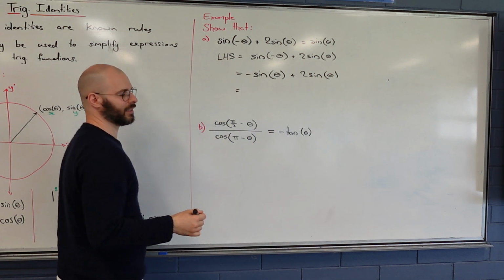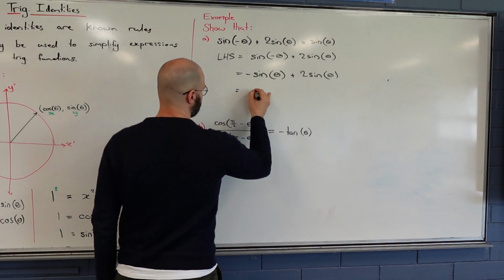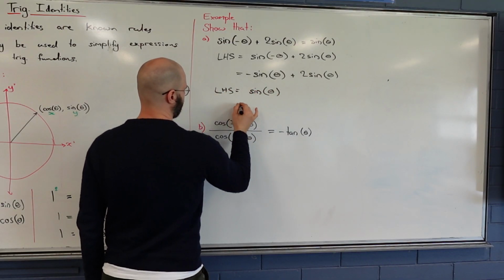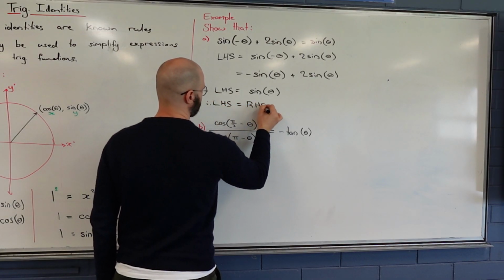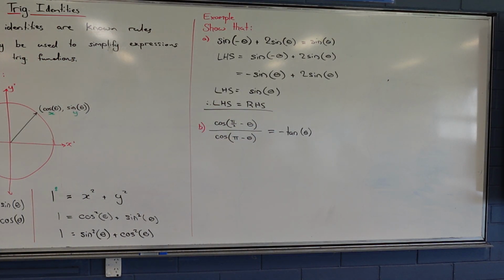And then we simply collect like terms. Minus 1 take 2 is just going to be 1 sine theta, or sine theta. And that's your left-hand side. So your LHS is equal to your right-hand side, and therefore you've shown that that is the case. So every time you use one of the rules, you just take one line to show that you've done the substitution. If you really want to communicate it, you can even state what the rule was, but you don't have to.